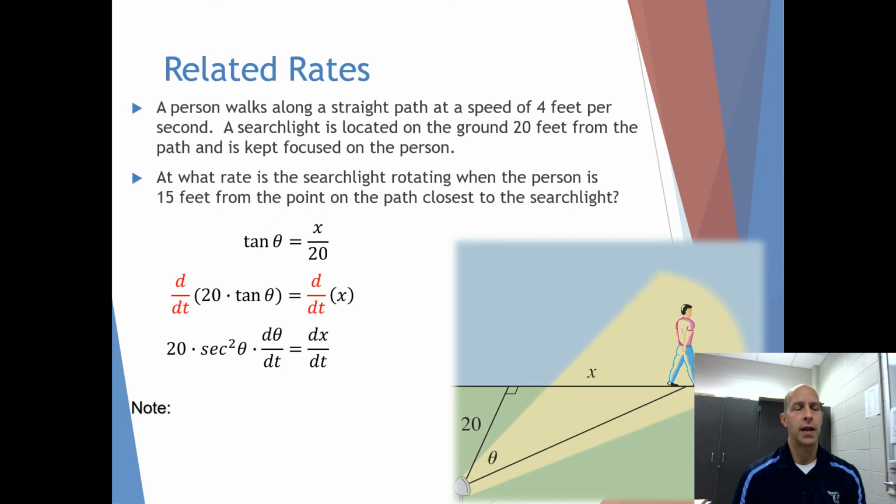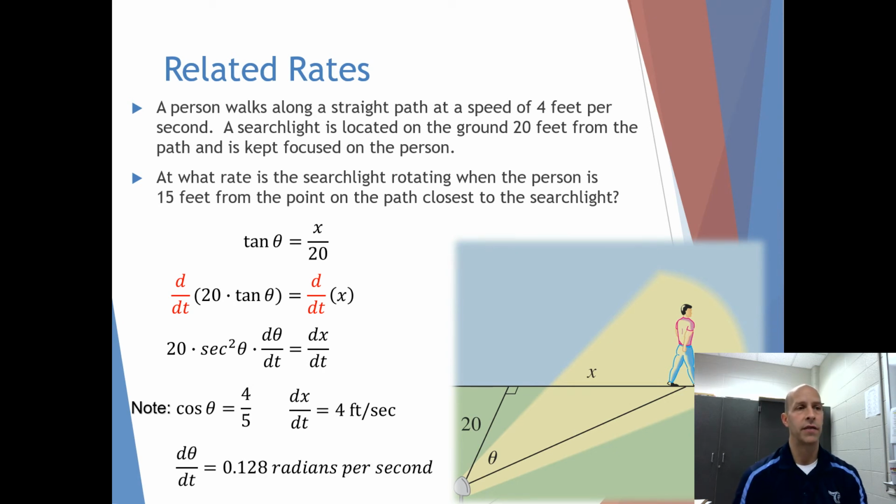It should be noted that in this problem, cosine of theta is going to be 4/5, and I would encourage your son or daughter to understand or explain to you why that is 4/5, and if they can't, they probably need to ask me a question about that. They also should know that dx dt is 4 feet per second, and that's given in the question. Now we can just plug this information in and get our final answer of 0.128 radians per second. That's the rate at which the spotlight is rotating.